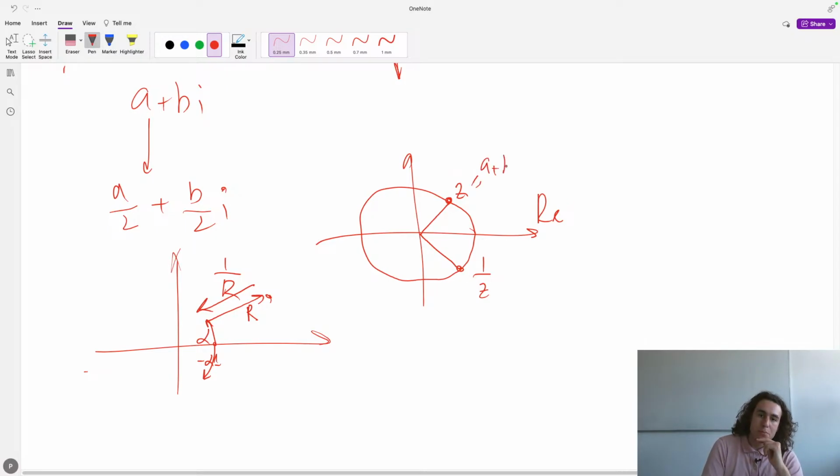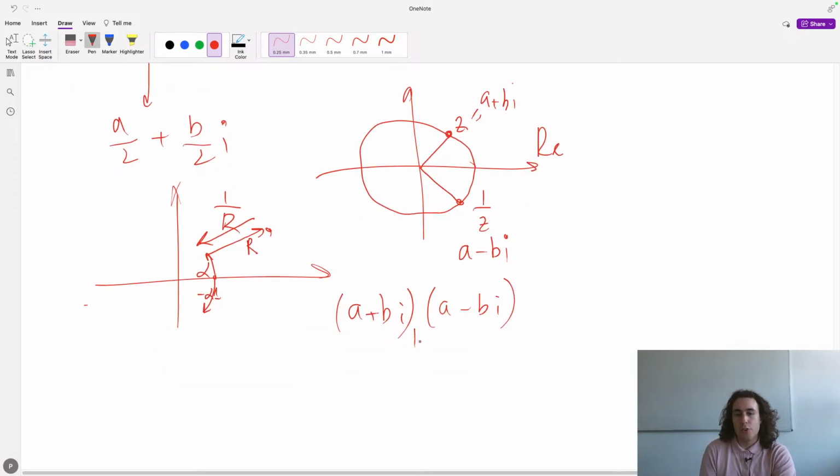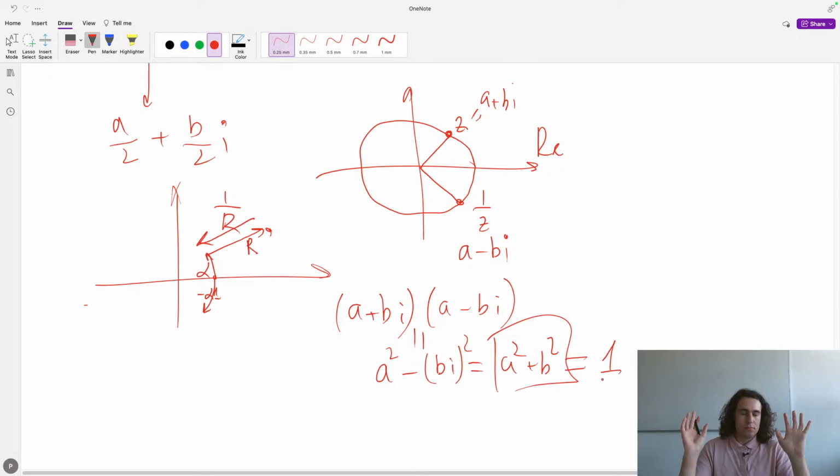So if this was a plus bi, if I mirror it, then a doesn't change, and the second coefficient changes its sign. So it's actually a minus bi. And then you can do it also algebraically. I do a plus bi times a minus bi. This is the formula for a difference of squares. So it's a squared minus bi squared, which is a squared plus b squared. And because these numbers live in a unit circle, this is 1. This is exactly what we wanted. We wanted a number such that z times 1 over z is 1.